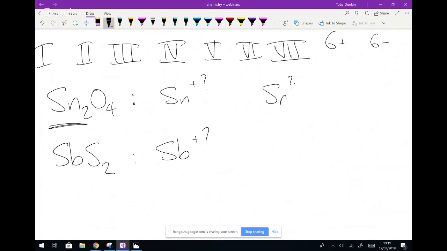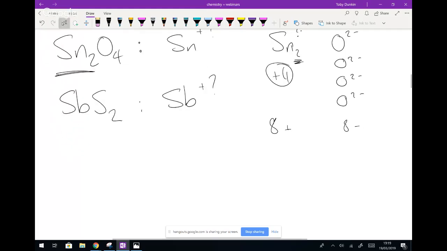So it's nice to look up how we're doing it. Sn question mark. But this time we have 2 of them, so we have to be aware of that. We have got O2-, O2-, O2-, and O2-. Total minus is 8, so I need 8 pluses. And now I've got 2 of them, so that must be in a +4. So tin was in a +4.